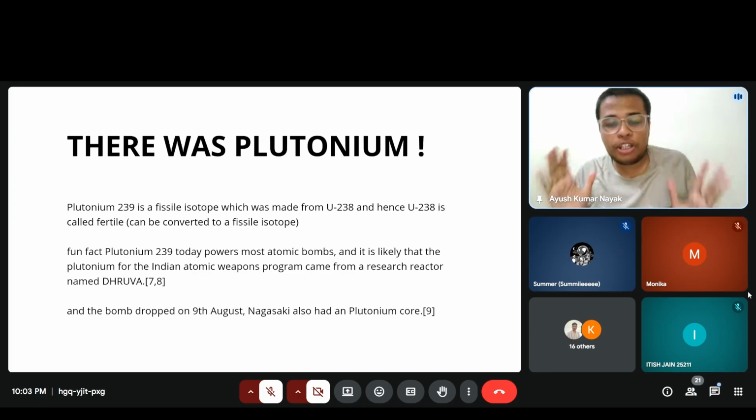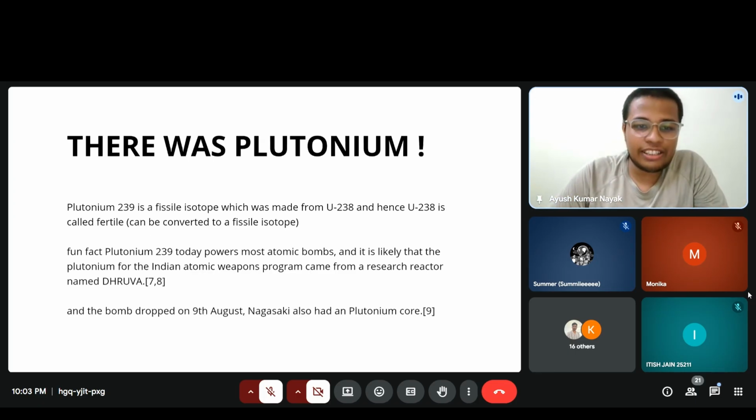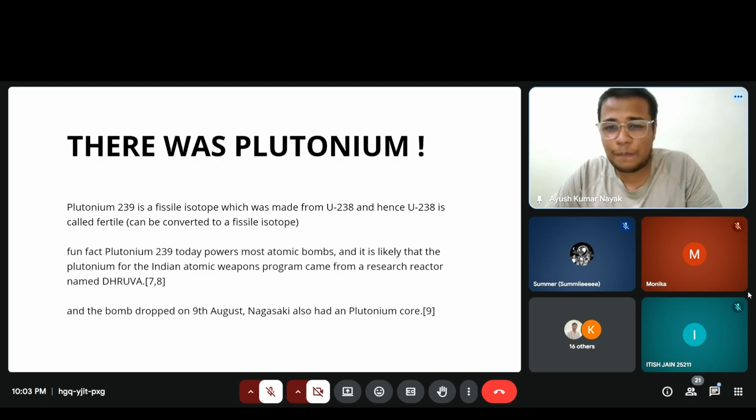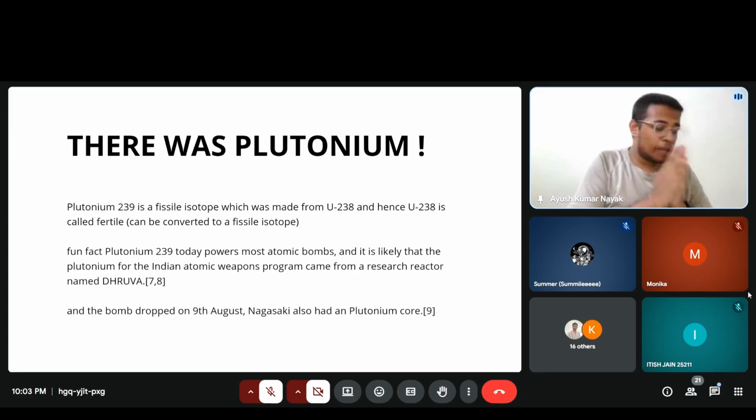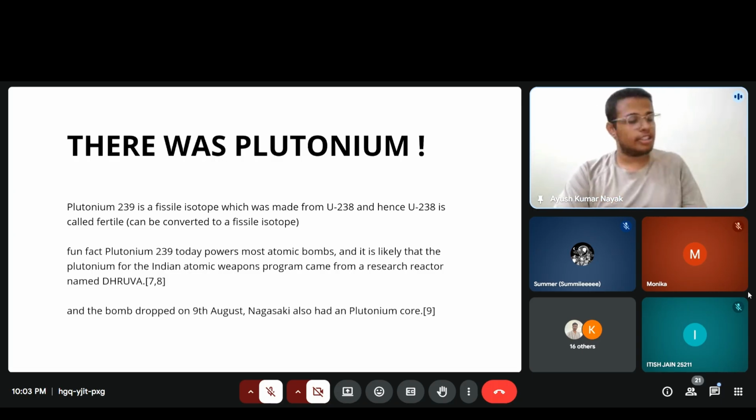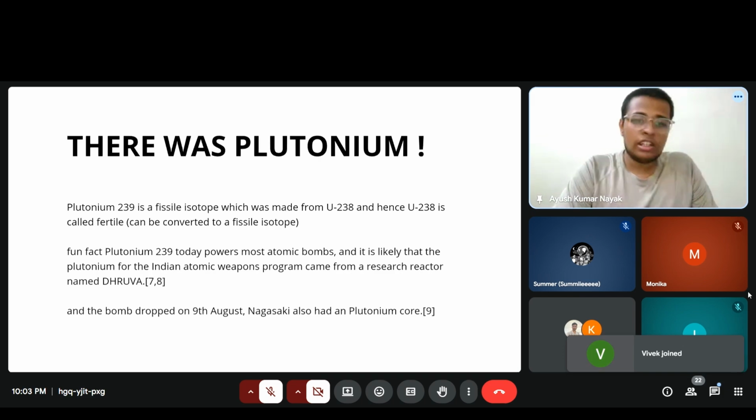There was plutonium. Plutonium-239, as I mentioned, is a fissile isotope, which was made from uranium-238. And hence uranium-238 is called fertile. That is, it can be converted or transmutated into a fissile isotope. In this case, plutonium-239. There are other elements also which are fertile.